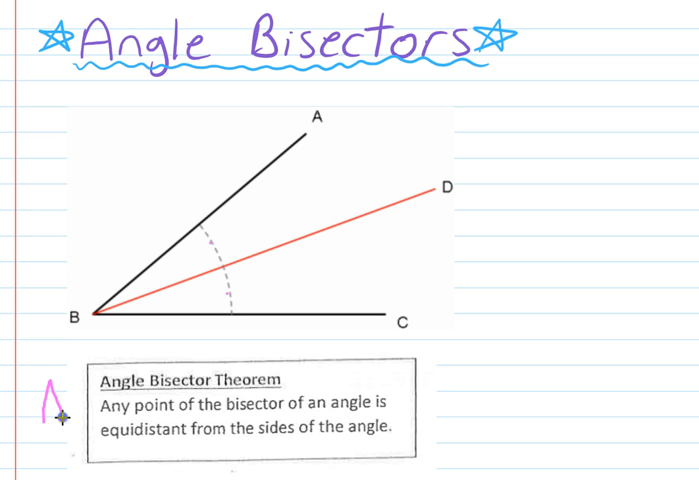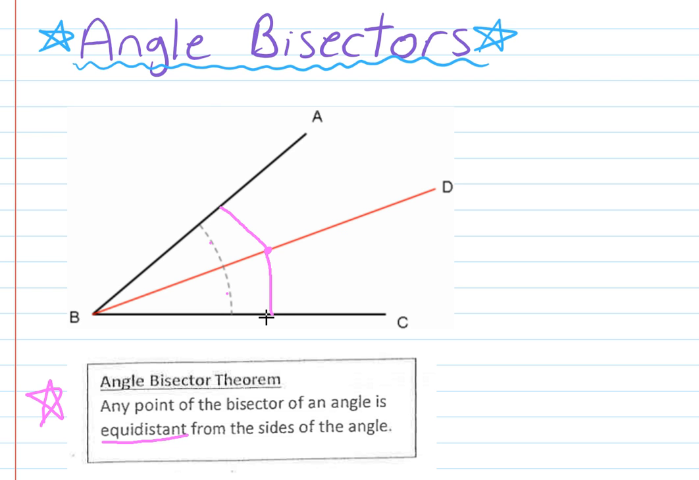Let's look here at something called the angle bisector theorem. So it says any point on the bisector of an angle is equidistant, there's that word, it's equidistant from the sides of the angle. All right, if I apply that to my little drawing here, it's saying that if I pick any point on this angle bisector, let's pick a point right here, and then I draw a line to each side of the angle itself.